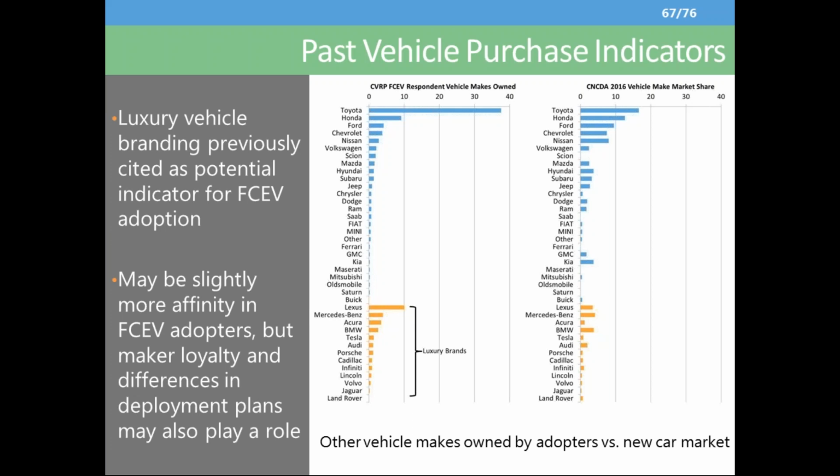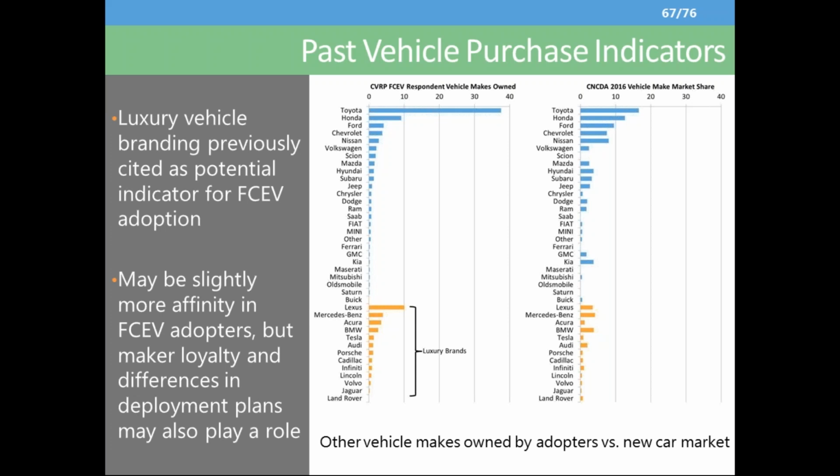We compared the CVRP data, which does ask respondents to name all the vehicles in their garage, essentially, at the time that they made their purchase decision. And we compared that to the 2016 California New Car Dealerships Association's vehicle make market share. And we do see maybe a little bit more affinity towards luxury vehicles through the fuel cell electric vehicle adopter market.